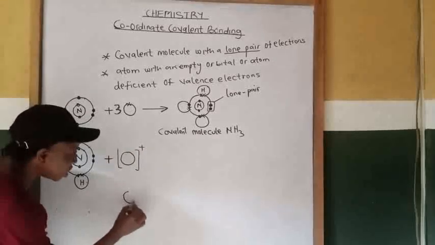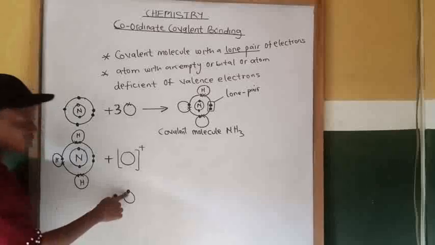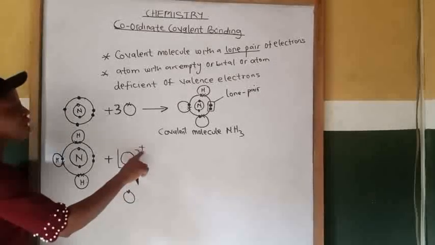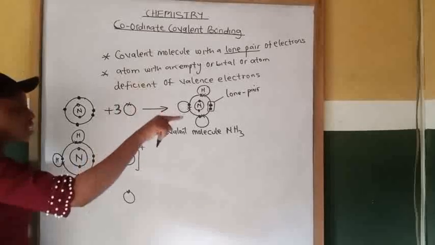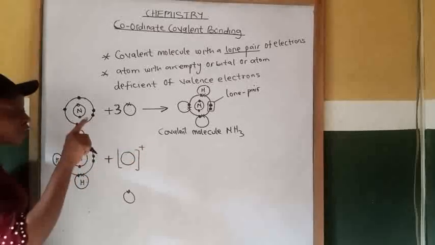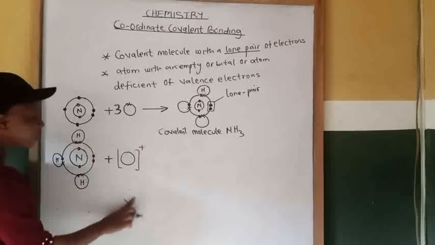Don't forget that hydrogen has only one electron. It has donated that one electron out. That is why we have the plus. When a positive ion gives out an electron, it becomes positively charged. So when they lose their electron, they become positively charged.